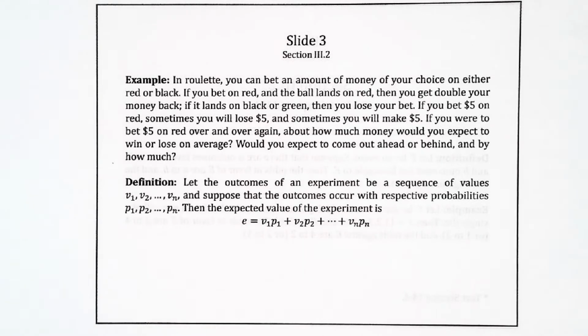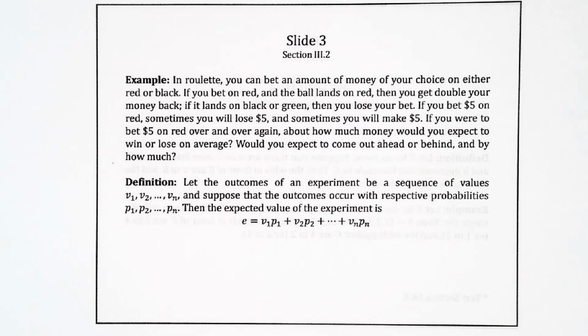So the question is, if you just keep betting $5 on red over and over again, maybe you go there with $1,000 and you just start betting your $5 on red over and over and over again. You just do that all day. What will you expect to happen to your money over time? Will you lose money? Will you make money? And about how much are you going to make or lose? What's the most likely outcome of this?